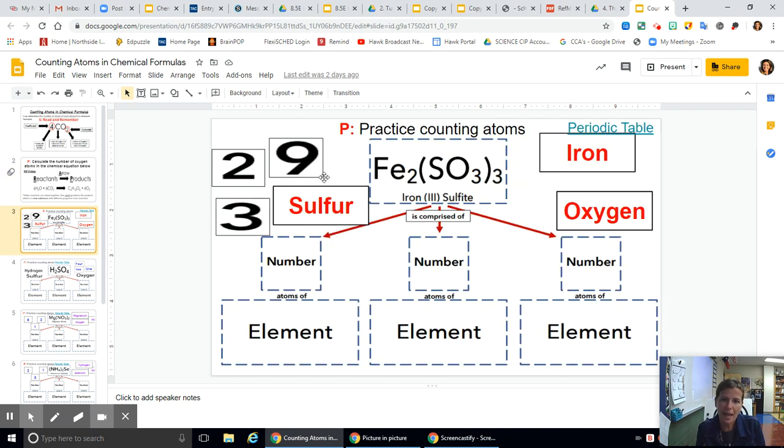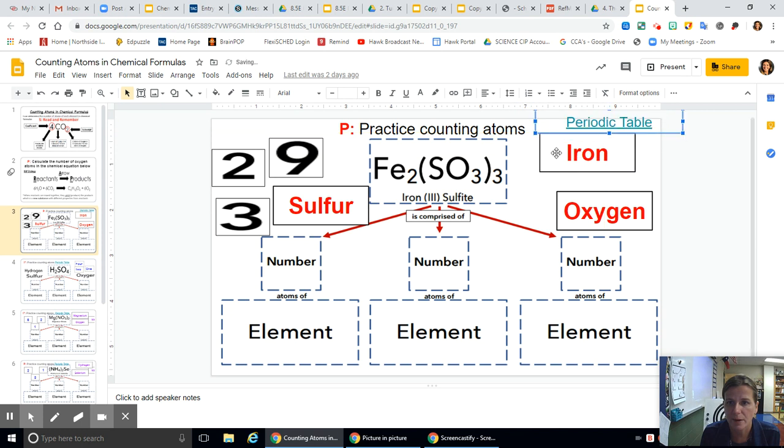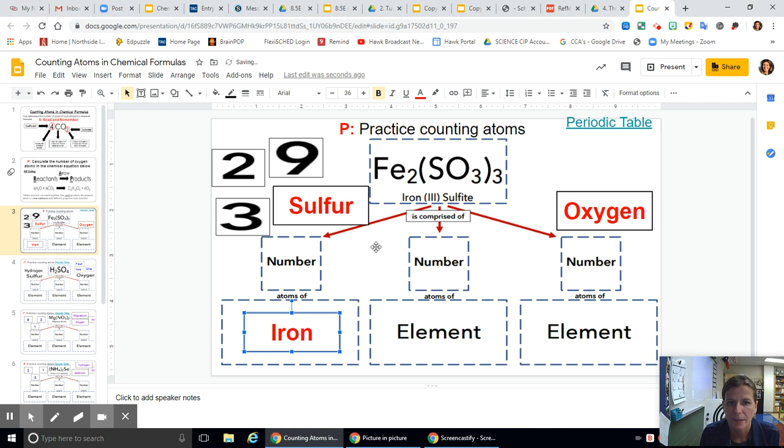Okay, we're going to practice counting atoms. So here's our chemical formula or compound above. What we want to do is count how many atoms of each element are present. So the first thing we want to do is look at our capital letters and place our elements in the boxes first. Okay, so my first element, Fe, if I go on the periodic table, I understand this is iron. So I'm going to drag my iron to cover my element here.